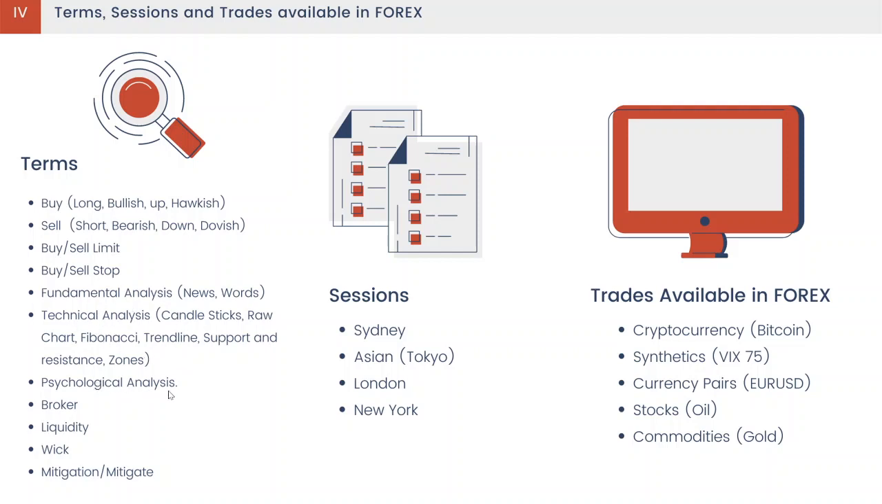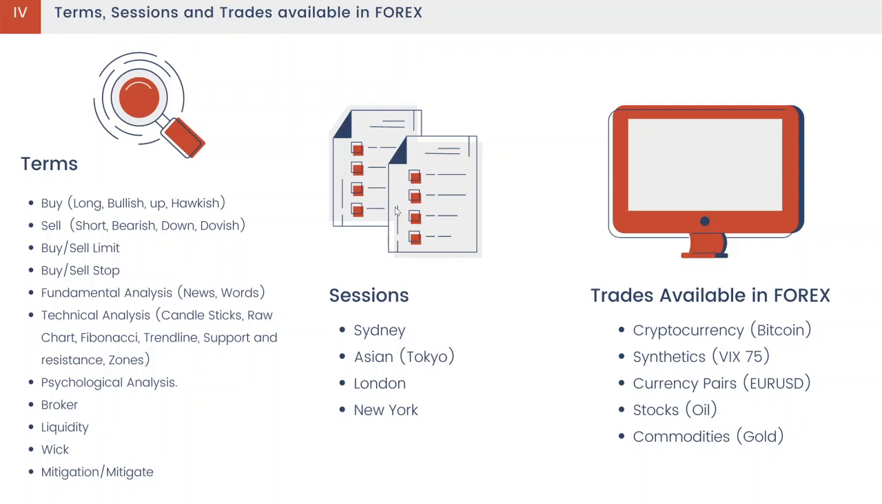We also have psychological analysis. This is where you can place your stop losses and take profits, right? Then you also have your broker. I explained broker in the beginning. I explained liquidity in the beginning, right? I'm going to explain what wicks are and what mitigations are. So these are the basic words we'll be using starting from tomorrow. When I mention these words, it should not look weird to you because we'll use them mostly, okay? If you have any questions, feel free to ask on the public Telegram group.